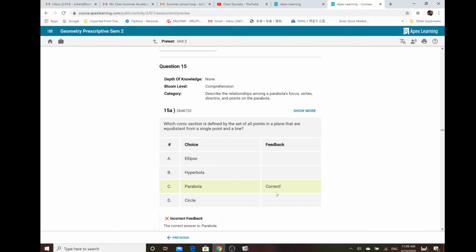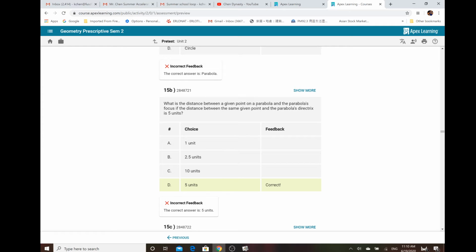You might be wondering, the hyperbola and the parabola both involve the focus or the foci. And the same thing happens with the ellipse. But what about the circle? There's no focus. It's just the center and the radius.